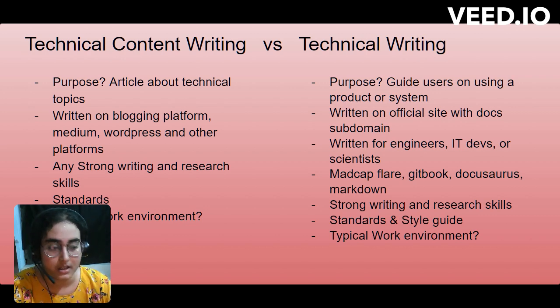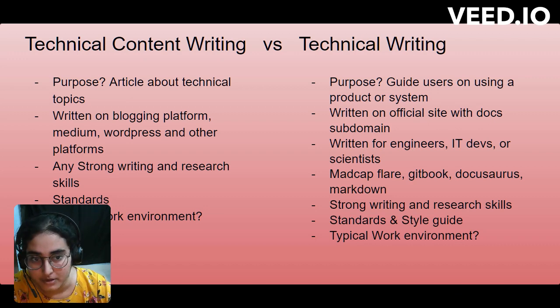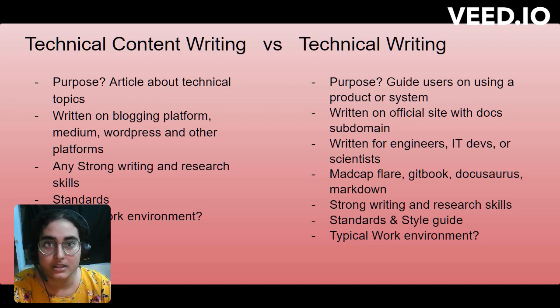Technical content writing, the purpose is to market your product. Whatever blog or article that you write is meant to market your product. In the case of technical writing, the purpose is to build a documentation. The documentation will guide the users on how to use the product or the system.